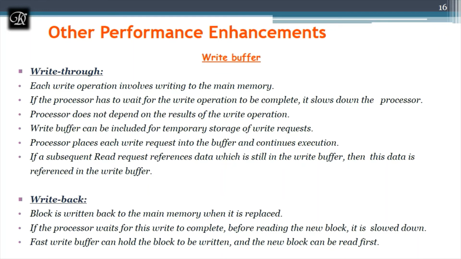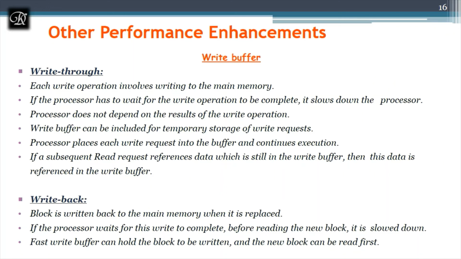Write-back protocol: a block is written back to the main memory when it is replaced. We have seen that we use the modified bit or dirty bit, and based on that we decide that we have to update the RAM. If the processor waits for this write to complete before reading the new block, it will slow down. When it is performing a replacement, it has to perform the write operation because of the write-back protocol.